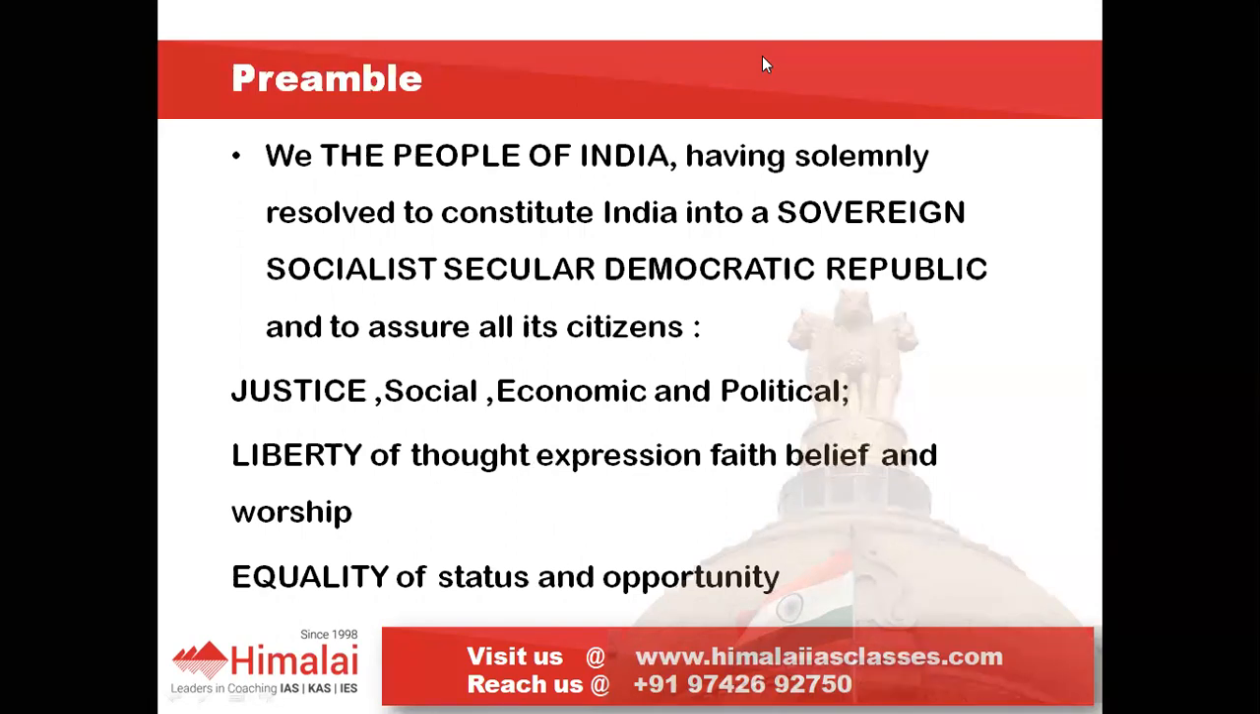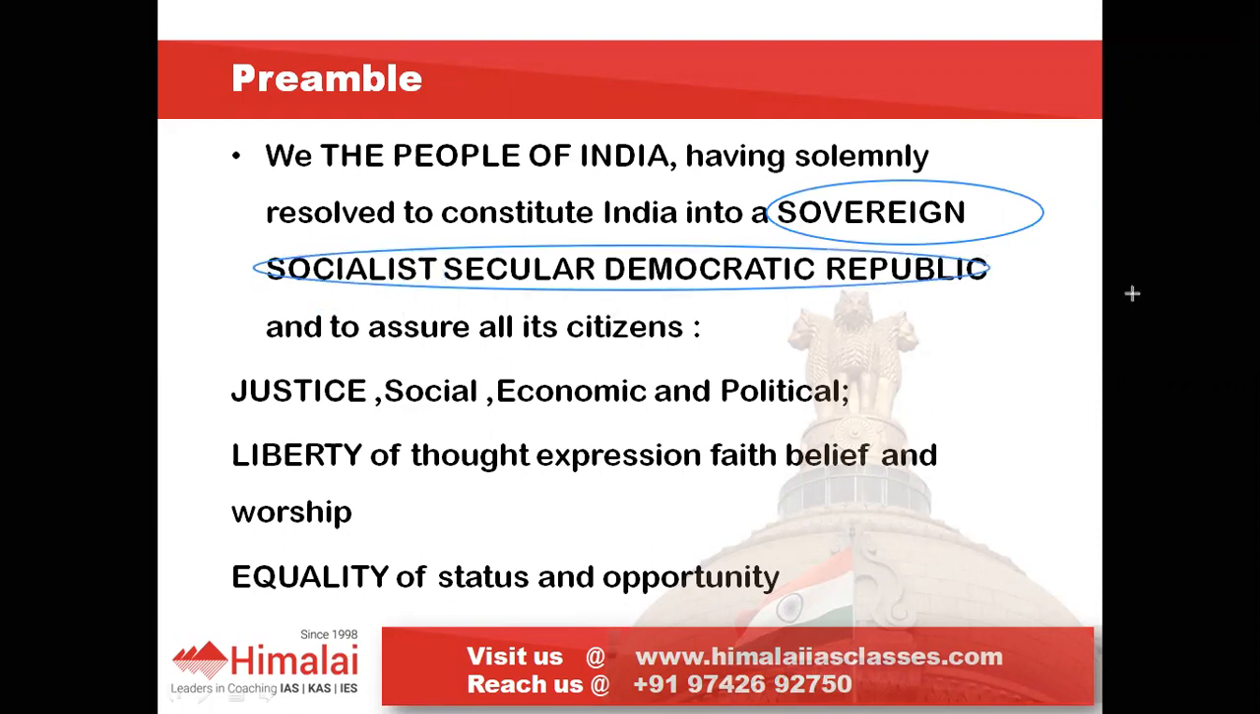So it says, we the people of India, having solemnly resolved to constitute India into a sovereign, socialist, secular, democratic republic. So what is this telling us? We the people of India means the source of the constitution, having solemnly resolved to constitute India. We have resolved to create an India. Of what type of Indian state? The type of India is, it's a sovereign, it's a socialist state, it's a secular state, it's a democratic state, and it's a republic state.